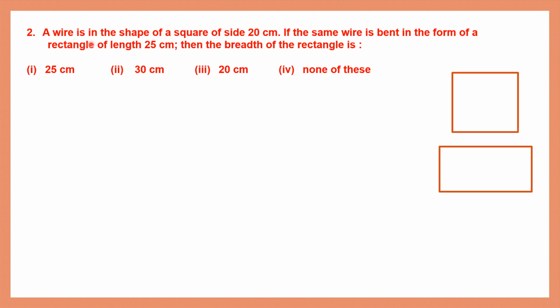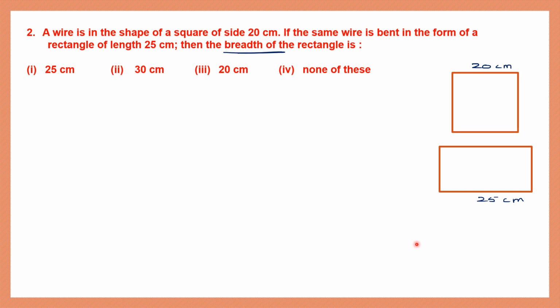Question 2. A wire is in the shape of a square of side 20 centimeters. So here we have a wire which is in the shape of a square and the side of this is 20 centimeters. That means all sides are 20 centimeters because it is a square. Then, if the same wire is bent in the form of a rectangle of length 25 centimeters, so that same wire is now bent in the form of a rectangle and the length is given to us. The length is 25 centimeters. Now we are asked to find the breadth of this rectangle.